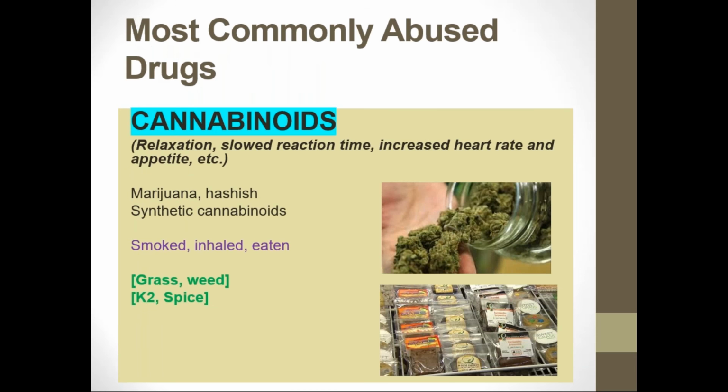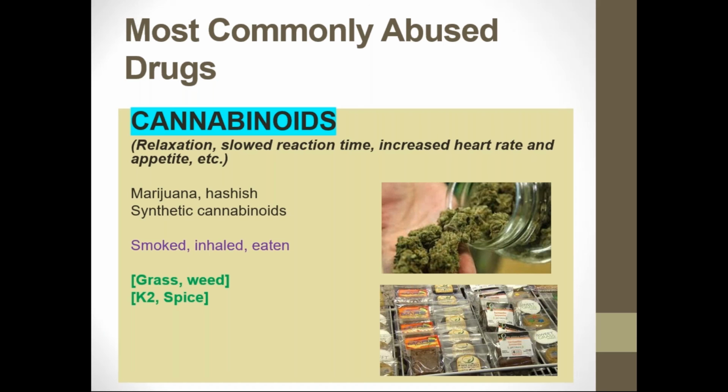So I'm going to talk about the most commonly abused drugs, and I divided the drugs into two categories: illicit drugs, more or less, and prescription drugs. So we'll start with illicit drugs, and I'll start with cannabinoids. And these are drugs that have effects like relaxation, slow reaction time, increased heart rate, and appetite. And here we will have marijuana and hashish.